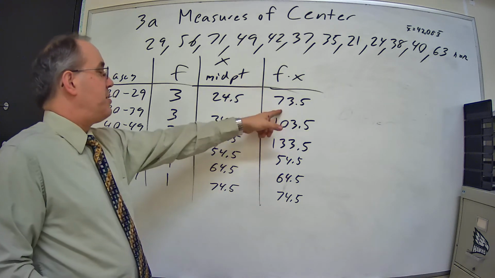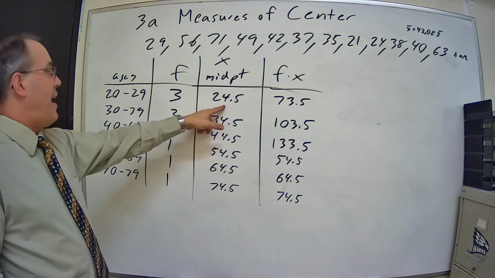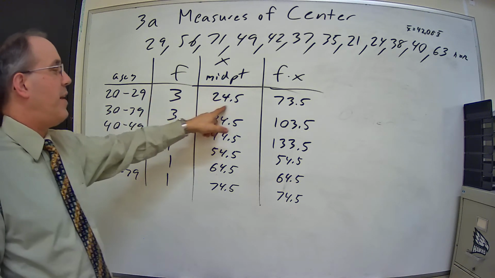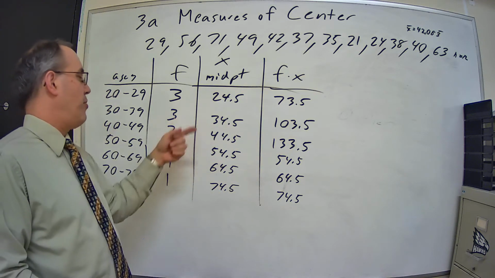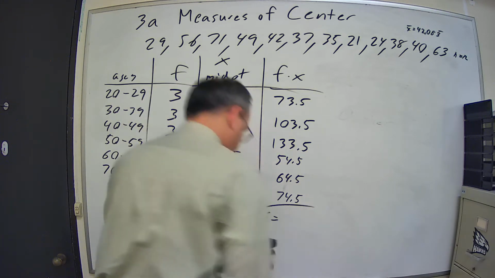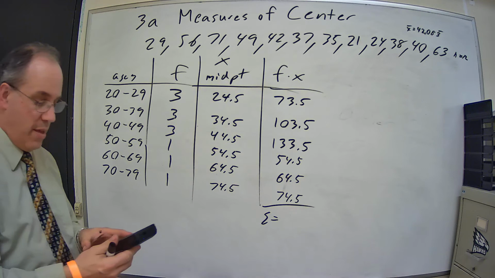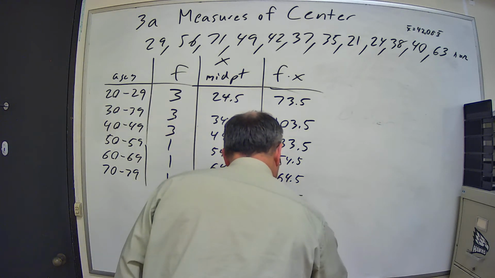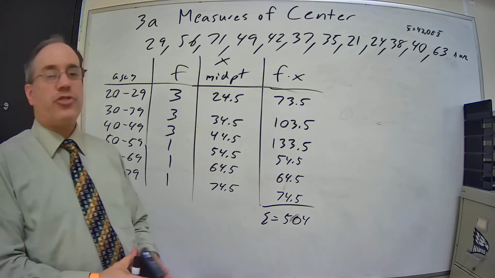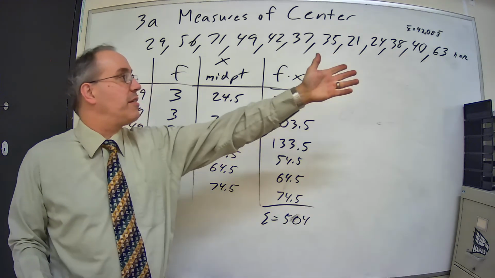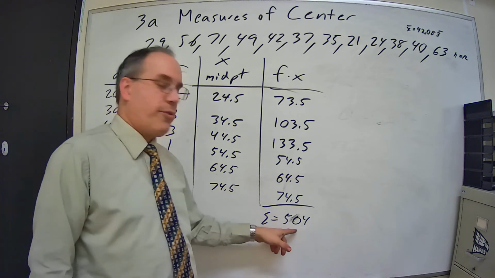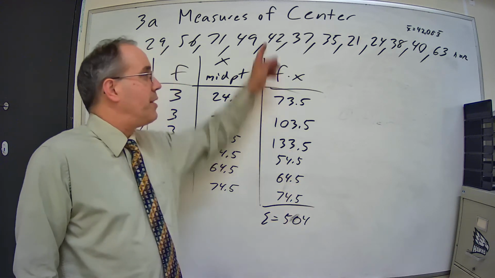Well, now that I have these, this is essentially me adding up all of the ages, our estimated ages from the first group. We had 3 at 24.5, so we came up with 73.5. Adding up all those, adding up all these, adding up all those. So if I add this up, I get 504. And that's the same as me summing up all the data values. Now, if I remember correctly, that's pretty darn close to what we came up with for the actual sums.